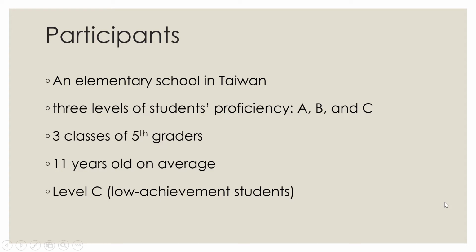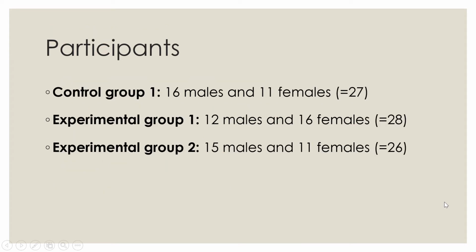So the participants are 3 classes of 5th graders in elementary school in Taiwan, and all of them were categorized at level C, which means their English is low achievement. And we have 3 groups. The first one is the control group, and the second one is experimental group 1, followed by experimental group 2.